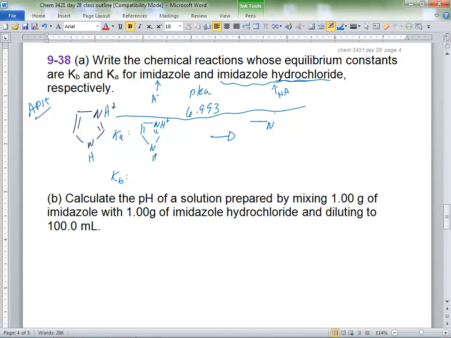So just writing the HA goes to H plus A minus isn't going to cut it, because they wanted you to write the Ka and Kb reactions for imidazole and imidazole hydrochloride. So you have to write it all out. I guess you could. Yeah. The table gives it to you in this format, though, so it'd be a lot faster just to copy what the table gives you. Otherwise you have to be counting carbons and hydrogens and everything.